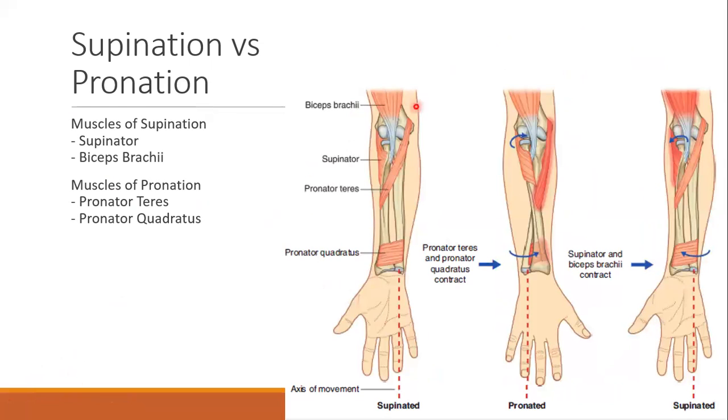Here's another really good picture to show you supination versus pronation. So to get pronation, you have contraction of your pronator teres and your pronator quadratus, which you can see, pronator teres, pronator quadratus. They are pulling their insertion towards their origin. They cause pronation. Versus for supination, you have the supinator and the biceps brachii. When they contract, they pull that radius back in a line with the ulna. So you can see how it's coming back over to straighten them out. So pronation versus supination.